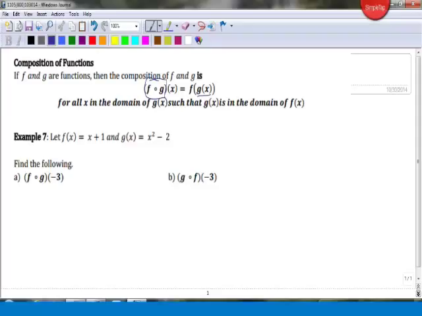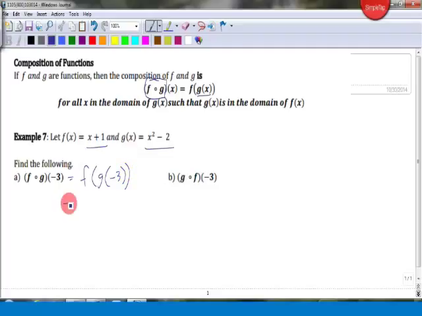Let's look at example 7, get some practice with this. We've got a couple of nice functions, a linear function and a quadratic function, and we want to find f composed with g of -3. If we want to use the definition here, and that is the best way to do it, this literally means f of g of -3. We're trying to find the result of evaluating g at -3, getting an answer, and evaluating f at that answer.